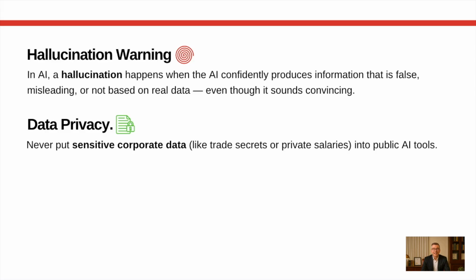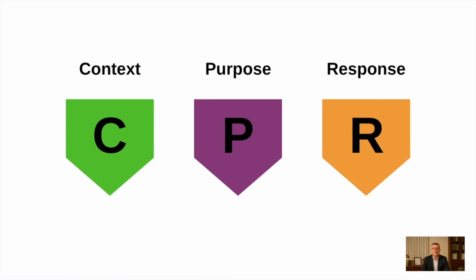2. Data privacy. Never put sensitive corporate data, like trade secrets or private salaries, into public AI tools. Even though AI tools are helpful, they should never be used as a place to store or process sensitive corporate information. So, that was about email prompting.